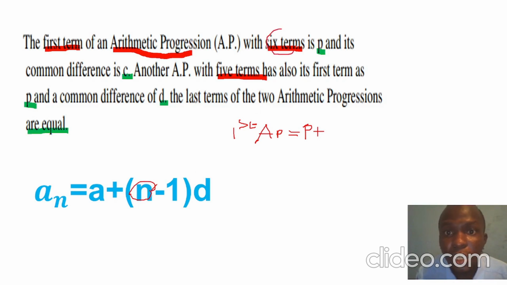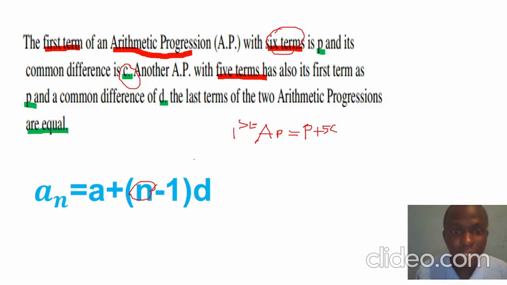Are you seeing that? 6. Substitute 6. So 6 minus 1, 5. So that is going to be 5. But the common difference is C. The common difference is C. Look at that C. So the common difference is C. And that is the last term of the first AP.